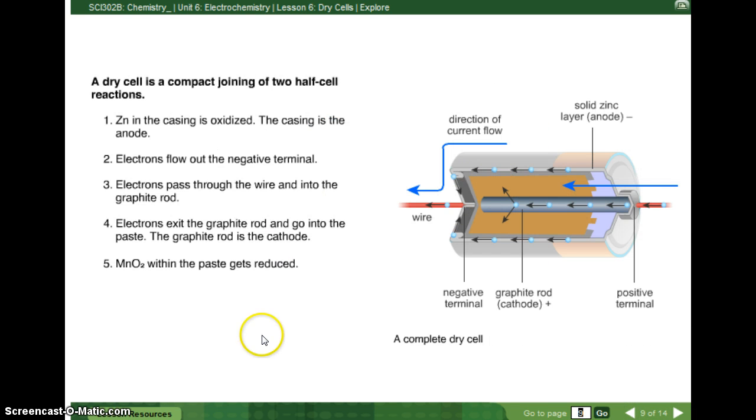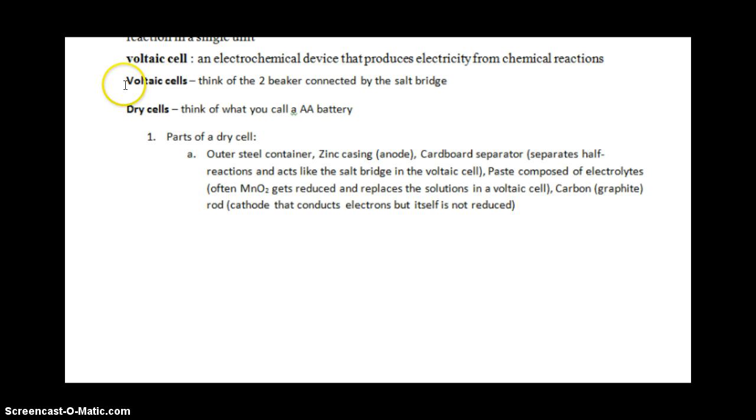All right, so I'm going to stop here. I kind of wanted to get through all this, and now I will add some stuff into our notes as far as dry cells. I added to our notes voltaic cells. Think of the 2 beakers connected by the salt bridge. Dry cells, think of what you call a AA battery.